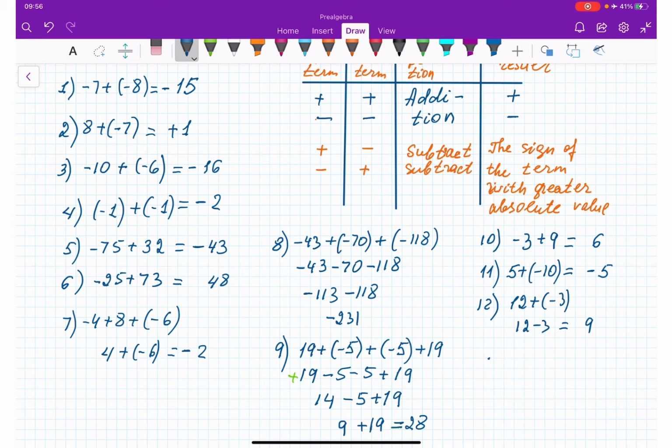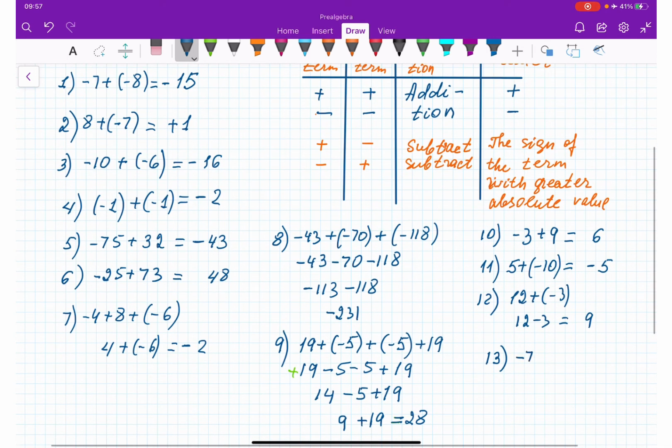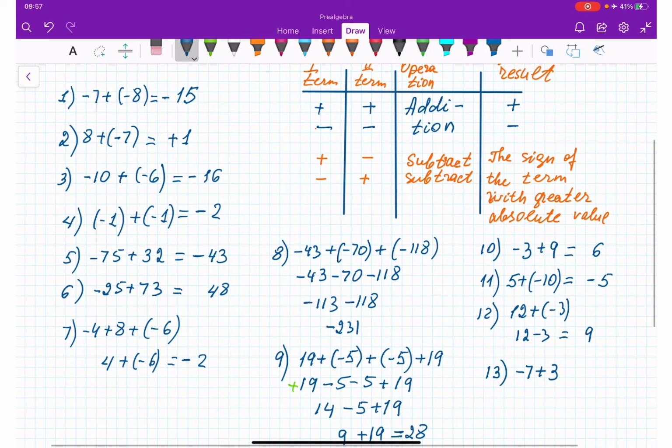Question number 13. Negative 7 plus 3. So, again, we have negative, positive. Here it is. Yes? So we need to subtract. It's going to be 4. And if we compare the term with greater absolute value, the absolute value of negative 7 is 7, absolute value of 3 is 3. Since 7 is bigger number, greater number, and it has negative sign, we put negative as the result. All right?